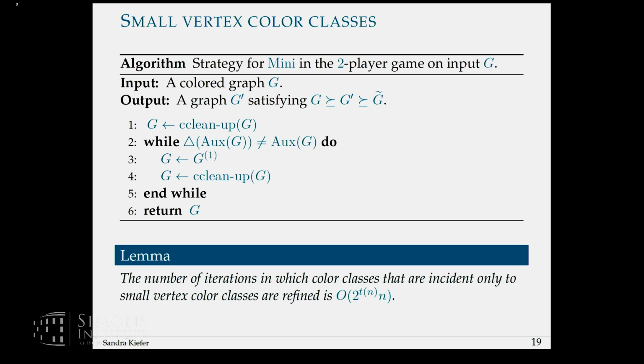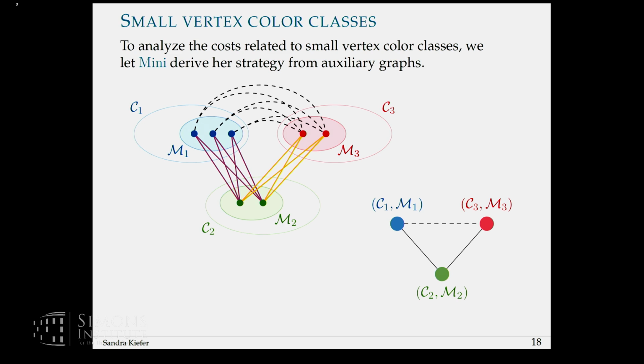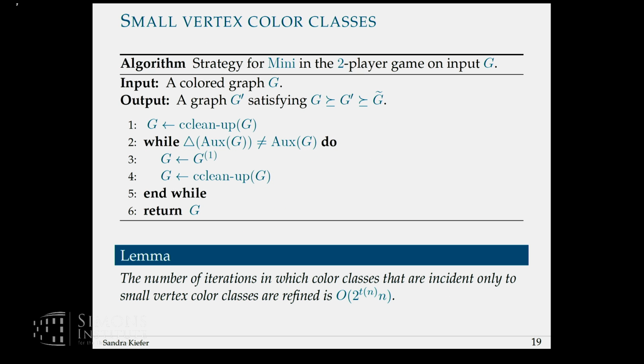So what we could show is that following this strategy, she only causes extra costs of 2 to the t of n, where n is the bound on the size of the small color classes. And actually, maybe it's interesting to you, this term results from the number of vertices the auxiliary graph has. So as I said, the auxiliary graph has as vertices tuples of a set and a subset, where the set is always a small vertex color class. So this is a bound on the number of vertices you can have, and actually from there you get this total bound. So this is the bound that you have for the small vertex color classes.